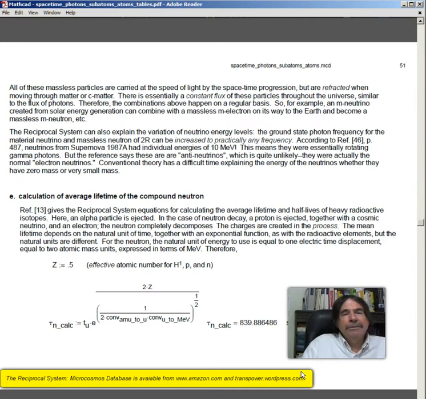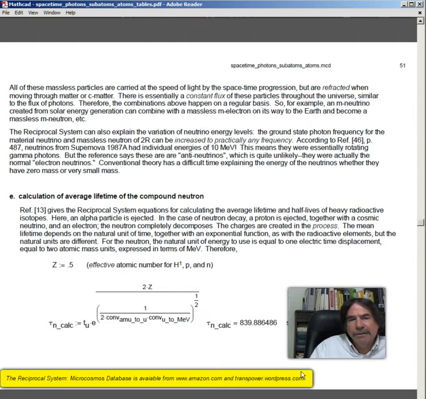E. Calculation of average lifetime of the compound neutron. Reference 13 gives the reciprocal system equations for calculating the average lifetime and half-lives of heavy radioactive isotopes. Here, an alpha particle is ejected. In the case of neutron decay, a proton is ejected together with a cosmic neutrino and an electron. The neutron completely decomposes. The charges are created in the process. The mean lifetime depends on the natural unit of time together with an exponential function, as with the radioactive elements. But the natural units are different.